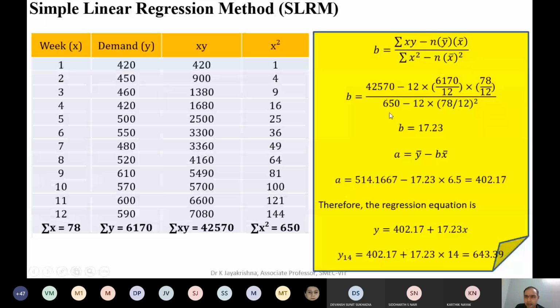Then we know the value of n as 12, into x bar square. x bar is 78 divided by 12, and again I'm squaring it. When I solve this equation after substituting, I get the b value as 17.23. Do you have any doubt till this?